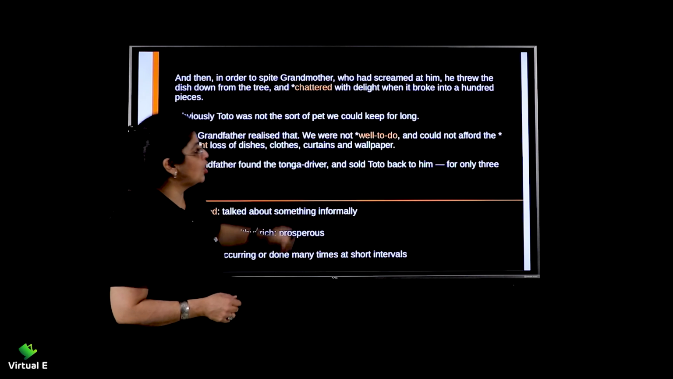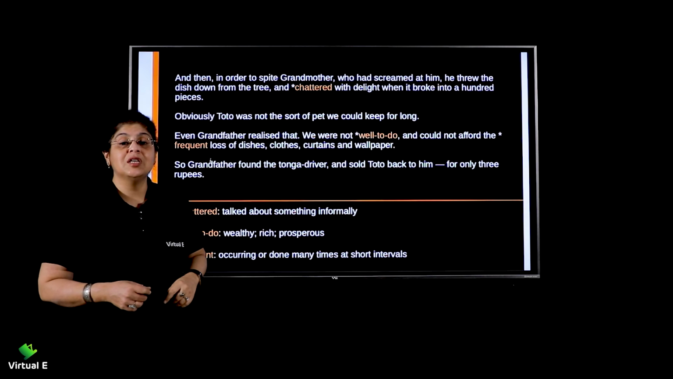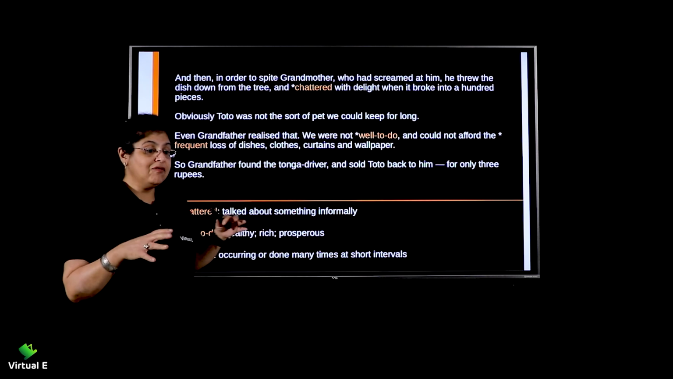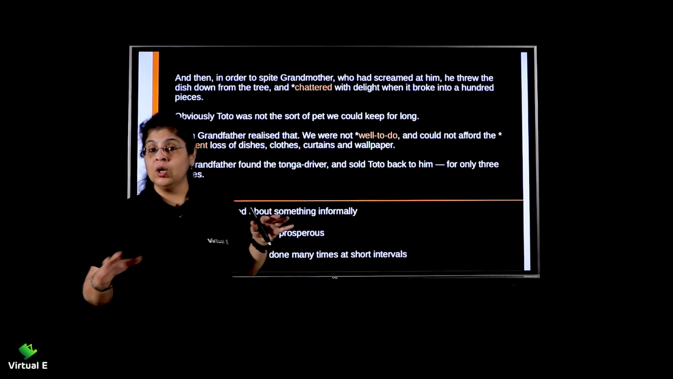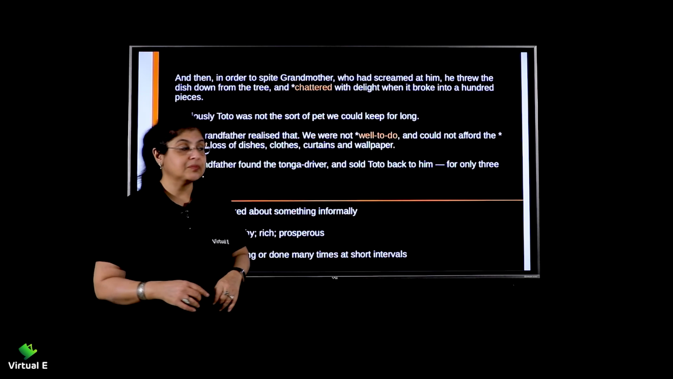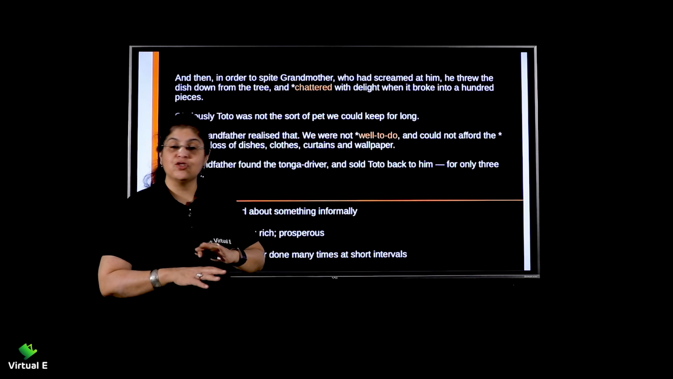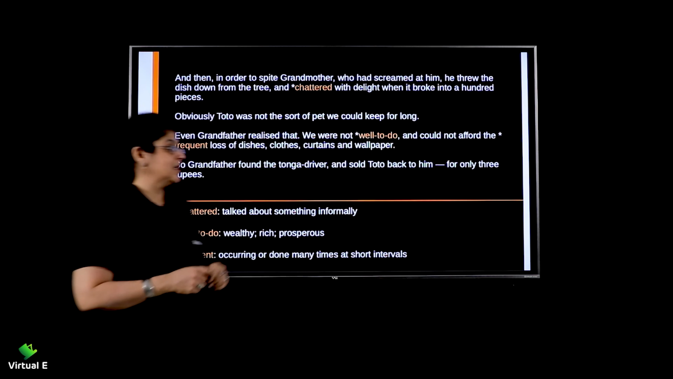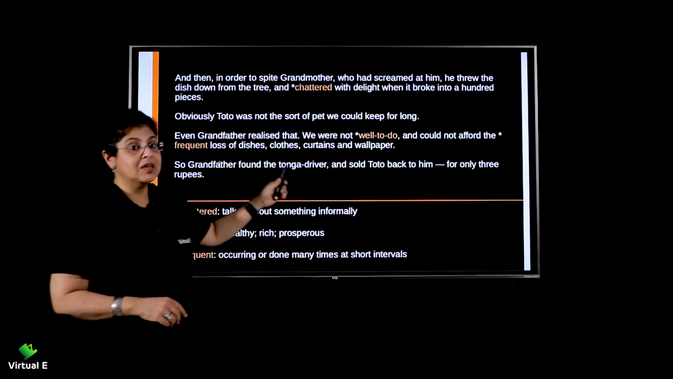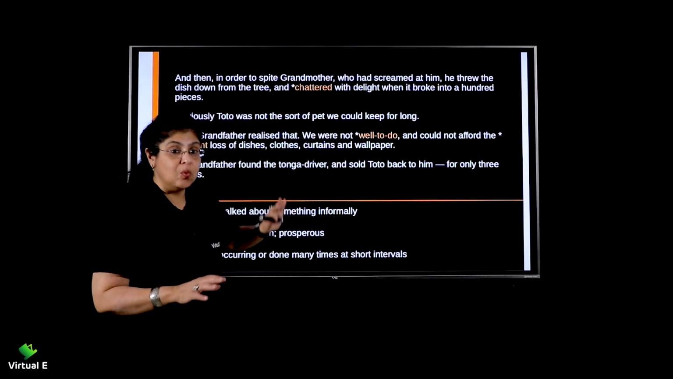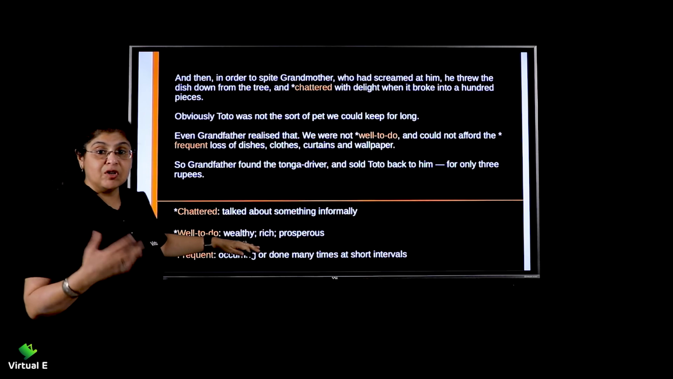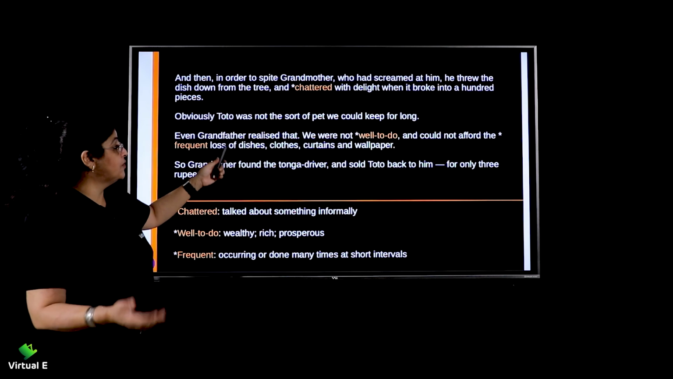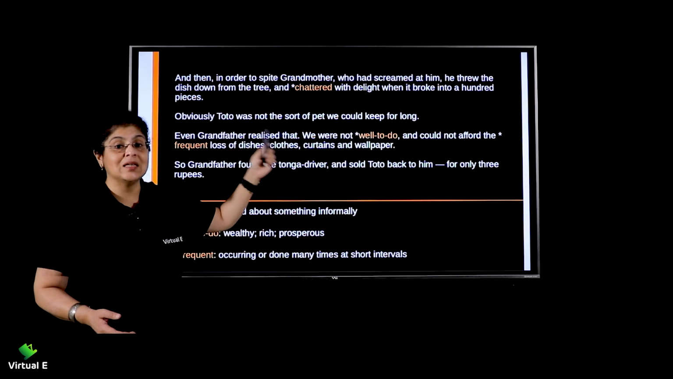Obviously, Toto was not the sort of pet we could keep for long. Now here they finally drew a conclusion. After all the problems that he had caused in the house, they finally decided it is not possible and it is not even right to keep this monkey as a pet at home. Even grandfather realized that. We were not well-to-do, we were not rich, and could not afford the frequent loss of dishes, clothes, curtains and wallpaper.